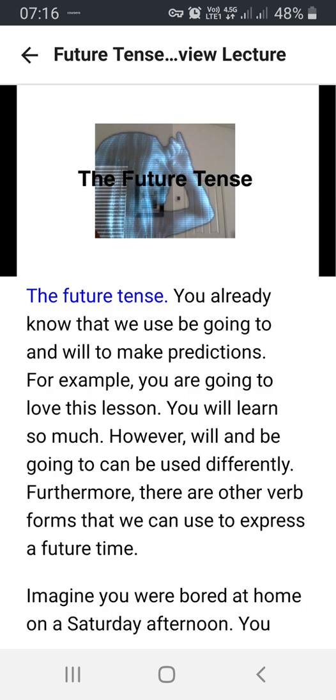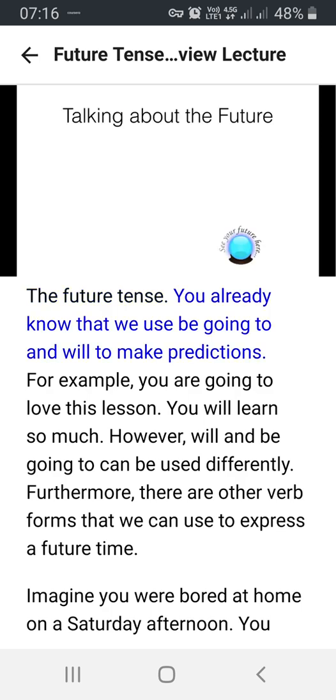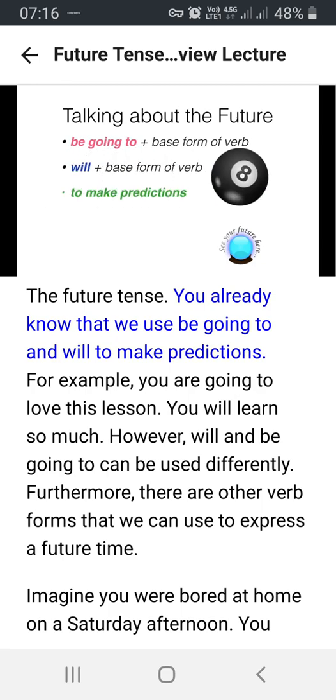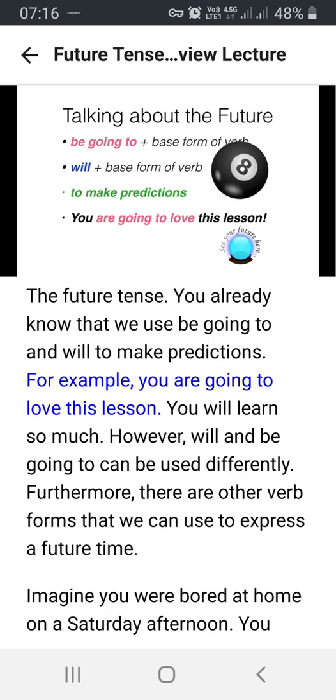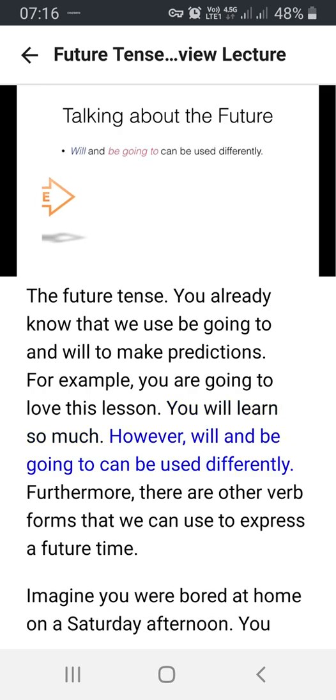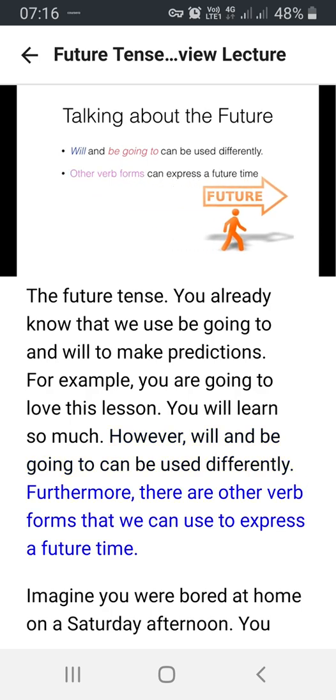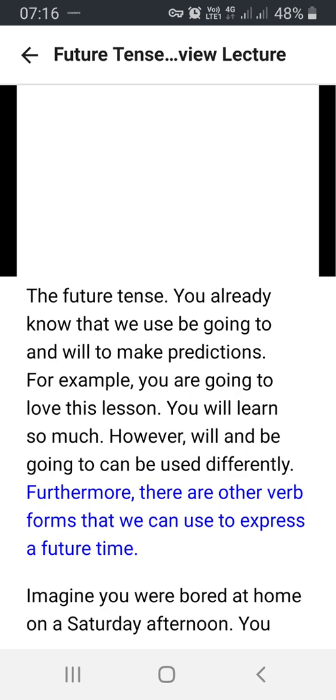The future tense. You already know that we use be going to and will to make predictions. For example, you are going to love this lesson. You will learn so much. However, will and be going to can be used differently. Furthermore, there are other verb forms that we can use to express a future time.